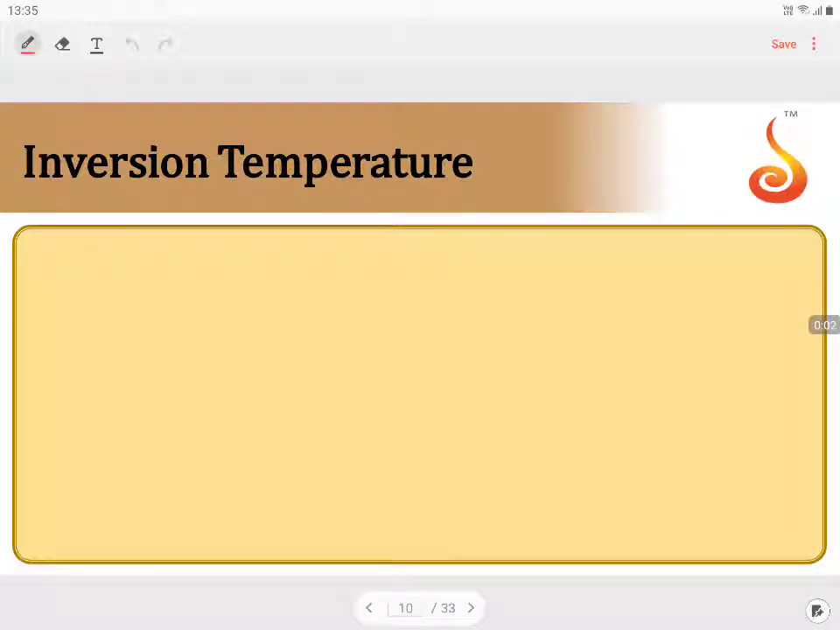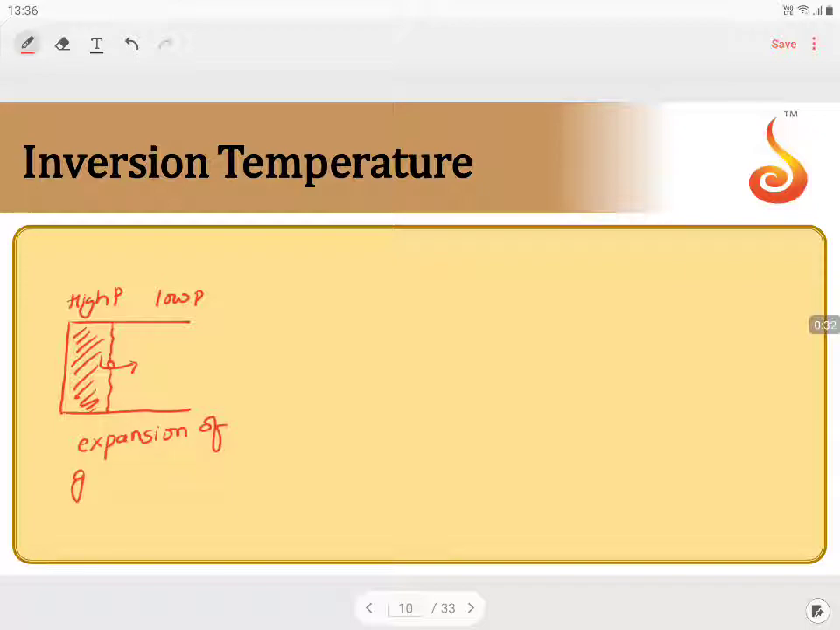Inversion temperature: when you have taken an experiment in such a way that there is a very high pressure region and the gas molecules are allowed to move from the high pressure region to the low pressure region, this leads to expansion of gas adiabatically.